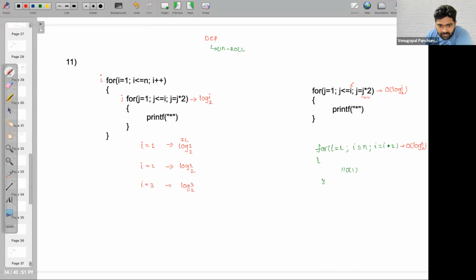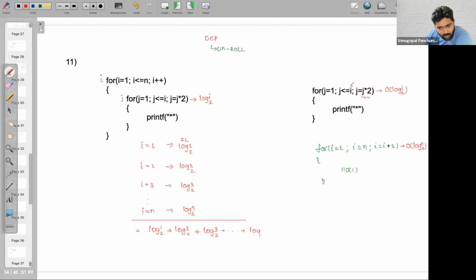Now like that you go till n. I is equal to n. What is happening? This is log n base 2. Now try to add everything. So the total, if you see, is nothing but log 1 base 2 plus log 2 base 2 plus log 3 base 2 and so on, up to log n base 2.